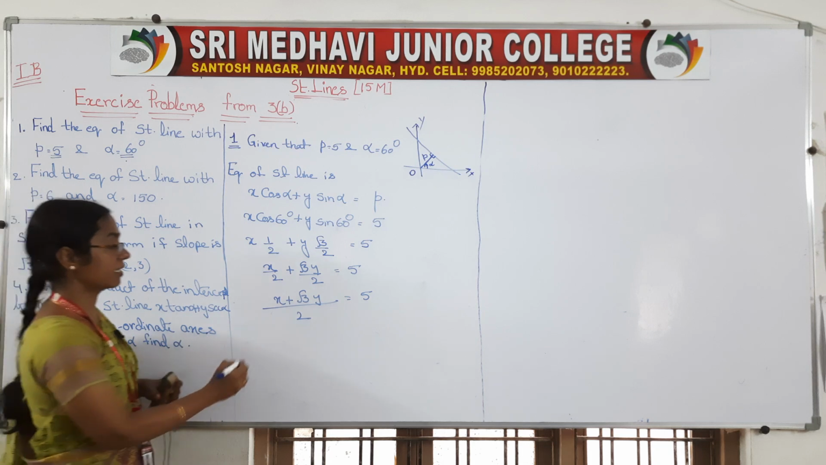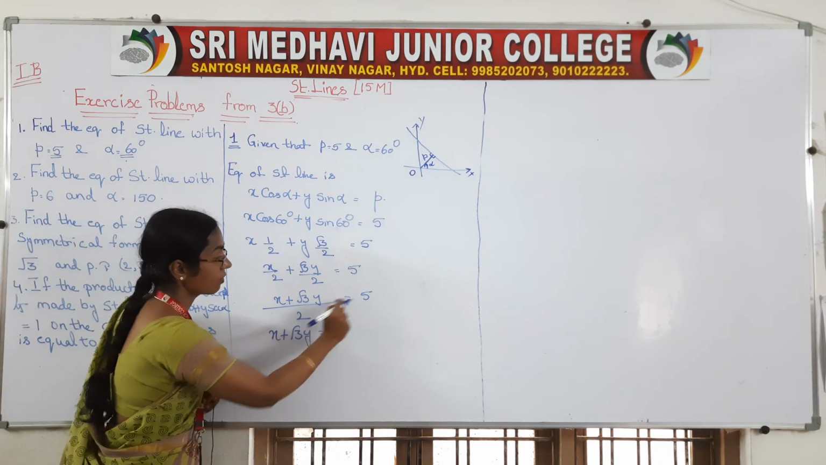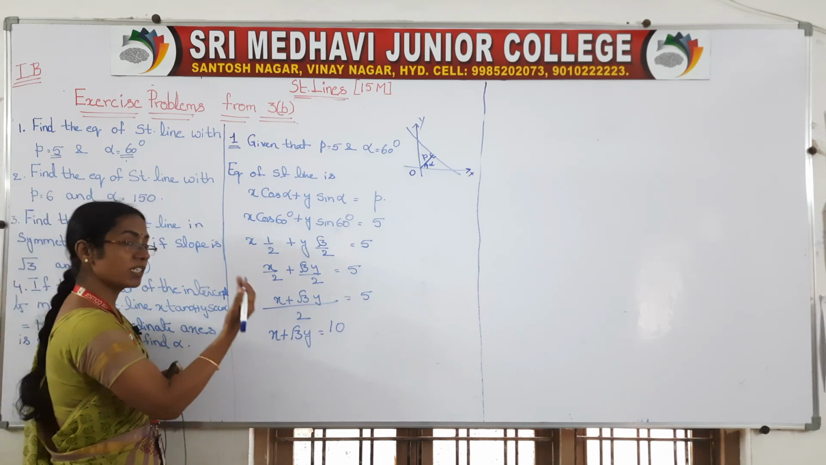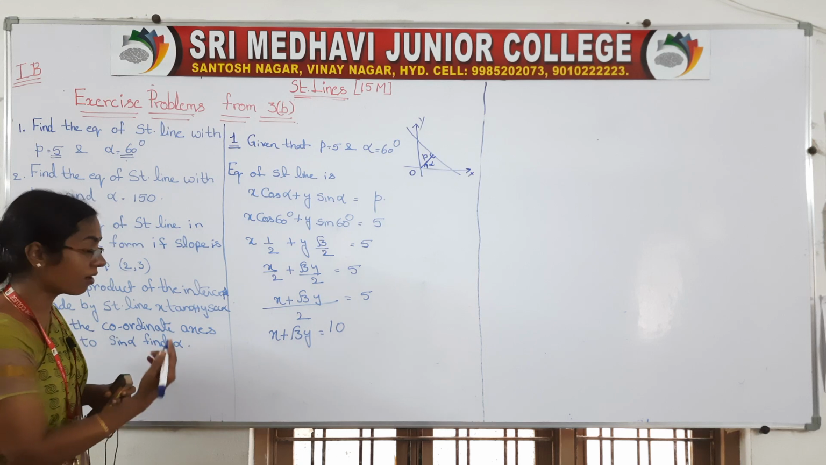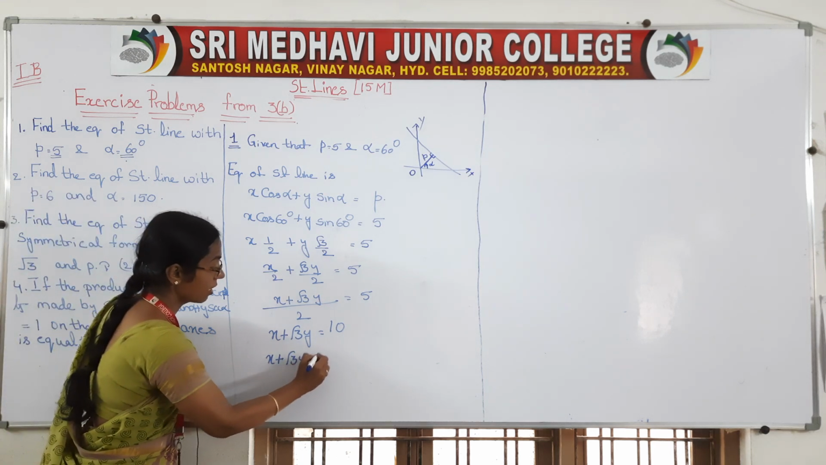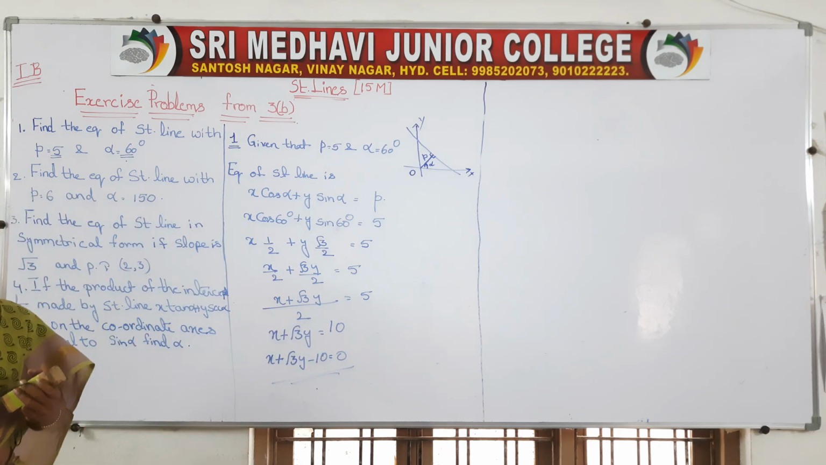Send this to that side. So x plus root 3 y is equal to 5 into 2, that is 10. Your line equation is first the x term, then the y term, then the constant term. So x plus root 3 y minus 10 is equal to 0 is the required line equation.